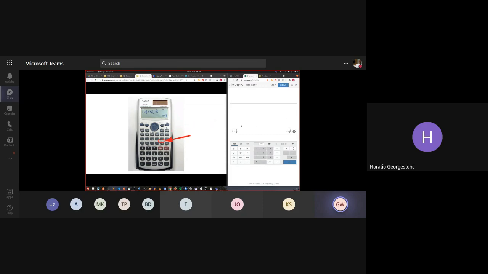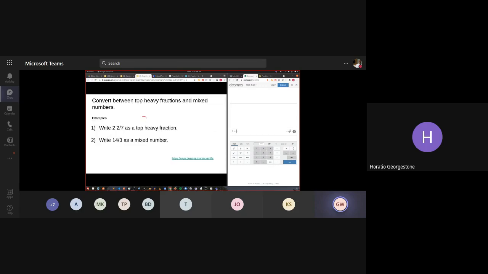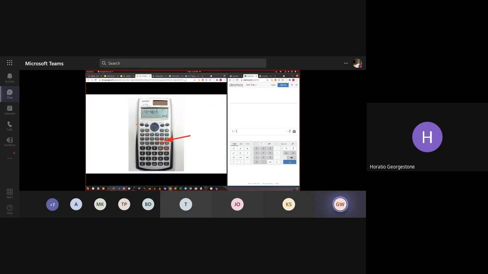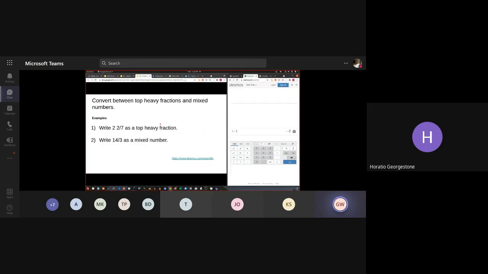And most calculators are set up to automatically display the output as a top-heavy fraction rather than a mixed number. So to convert between the two, you just use Shift and then this button here, and that will convert. So what I'm saying is, for the first question, you need to first input 2 and 2/7, which you can either do by using this function here, or by just typing in 2 plus 2 divided by 7. And then the calculator will display that as a top-heavy fraction, which is actually what we want in this case.